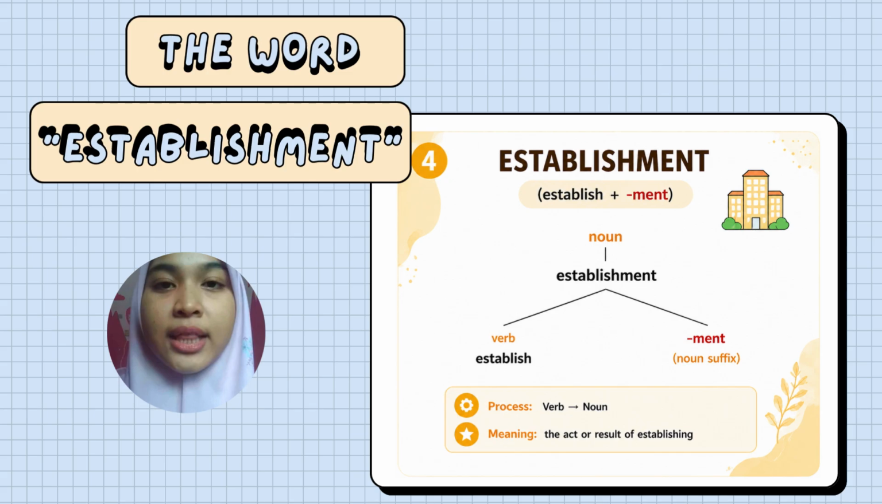Now, I will explain the word establishment. This word consists of two morphemes: establish and ment. The word establish is a verb, which means to create or set up something. The suffix ment is used to form a noun. So, when we add ment, it becomes establishment, which is a noun. The process here is verb to noun. The meaning of this word is the act or result of establishing something.